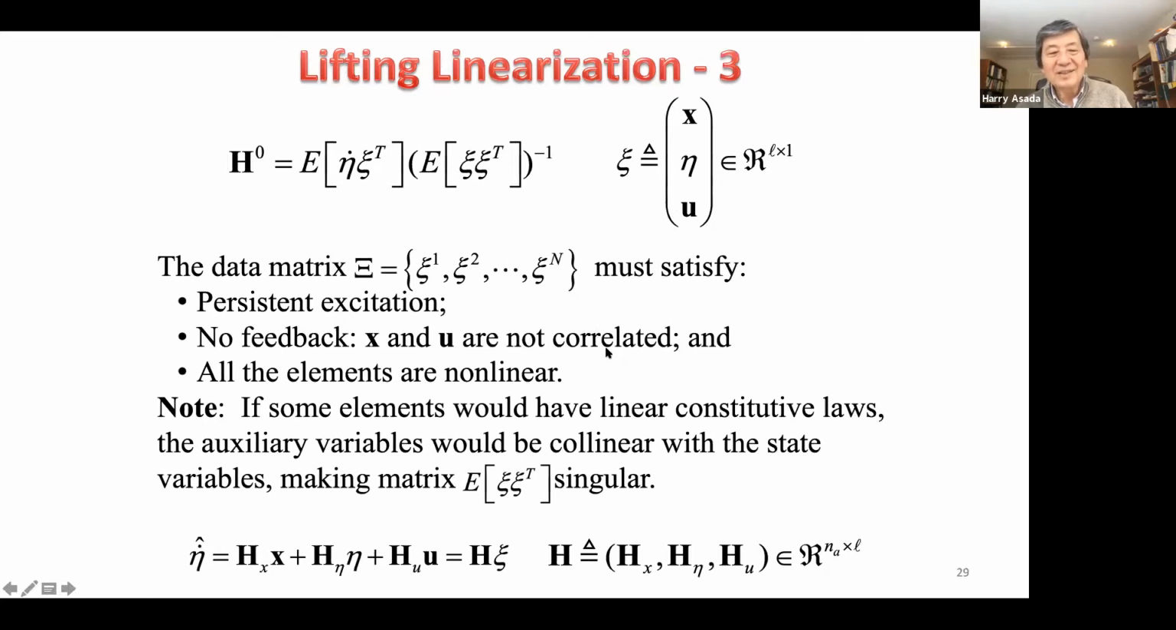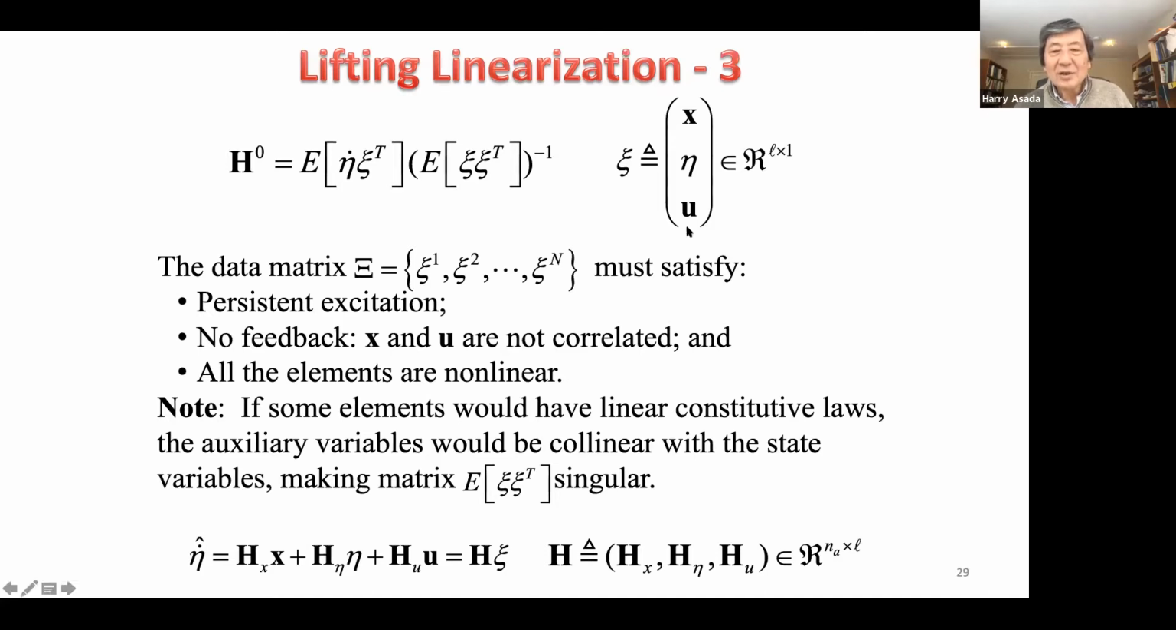This is a very similar story to the subspace method. I don't think you remember that, but one critical condition for subspace identification requires these conditions. Please take the data from open loop. No state feedback is allowed. And the third condition is interesting: all the elements must be nonlinear.